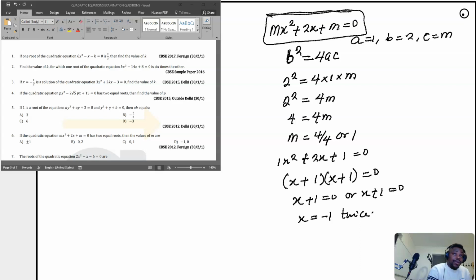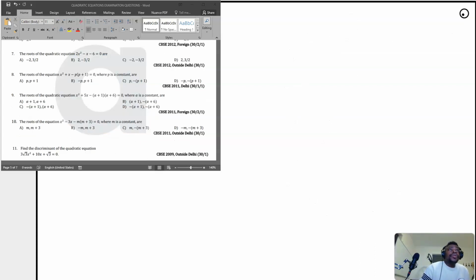Okay. So in this case, we are looking for the value of m, and we already got our m to be 1. And you can see here, x is equal to minus 1 twice. It says that they are equal roots. Okay, so that confirms that our value of m is 1, and that is going to be plus or minus 1. A.